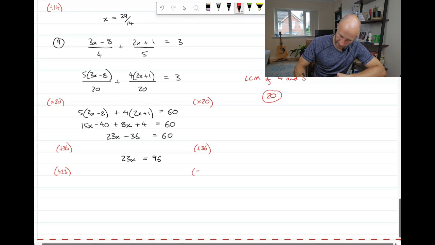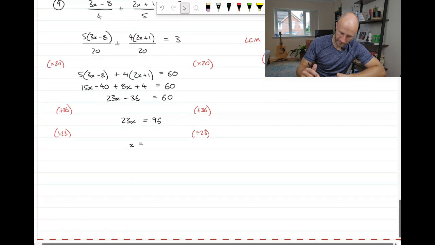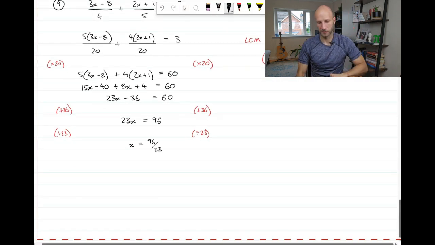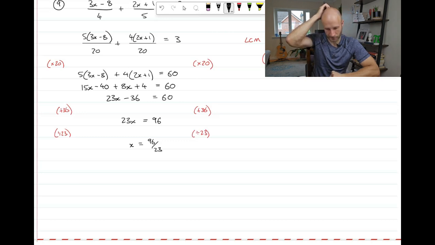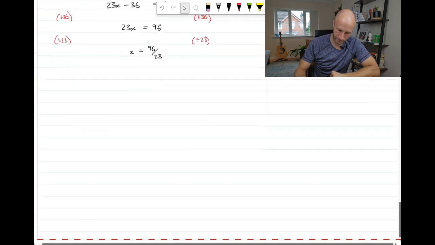And if you're not sure if it goes in, you can always get your calculator out and check. This will be 96 over 23, because it doesn't go in. And no factors to cancel, I don't think. You might want to double check that for me. That's question 9. And then the last one, question 10.